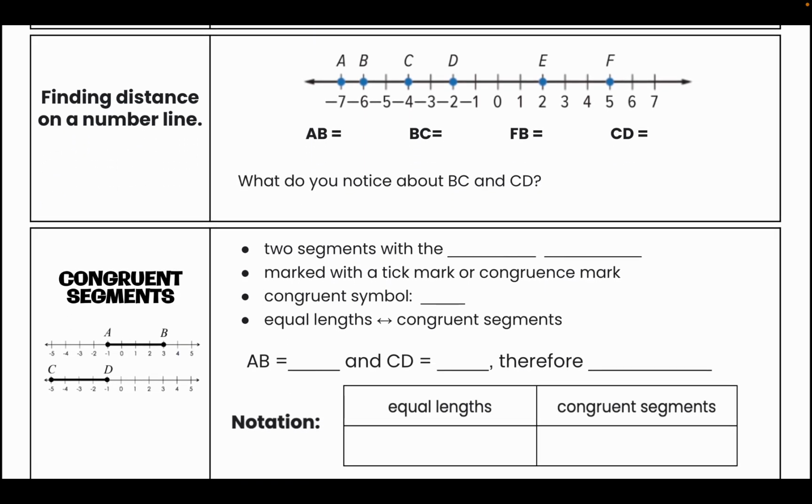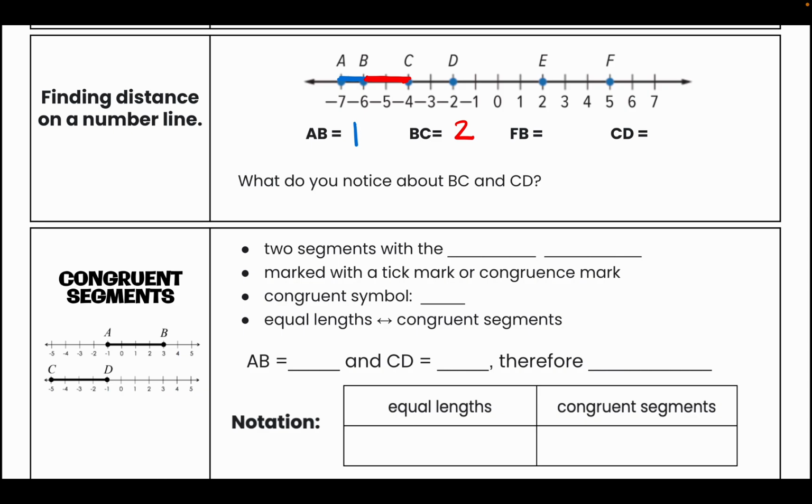Finding distance on a number line. So first we have AB. So we want to find from A to B. So even though these are negative numbers, our length is still 1. BC. So from B to C, that length is 2.